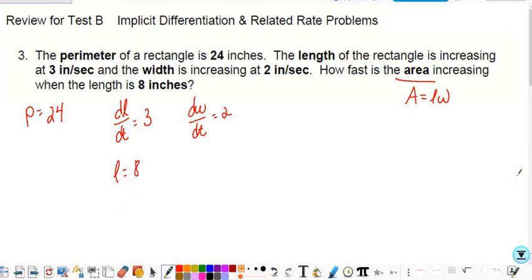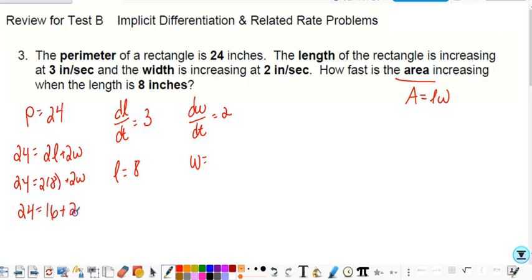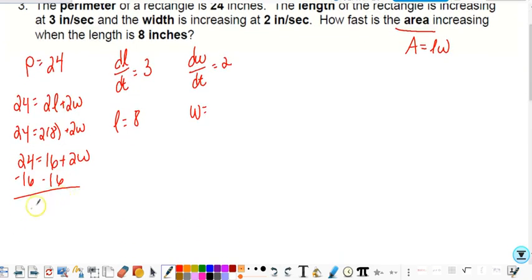Okay, so a lot going on here. First off, they give me perimeter, but we're talking about area. I have the length. Well, let's find the width. I know that perimeter equals 2 length plus 2 widths. So 24 equals 16 plus 2w. Subtract the 16. So the width is 4.